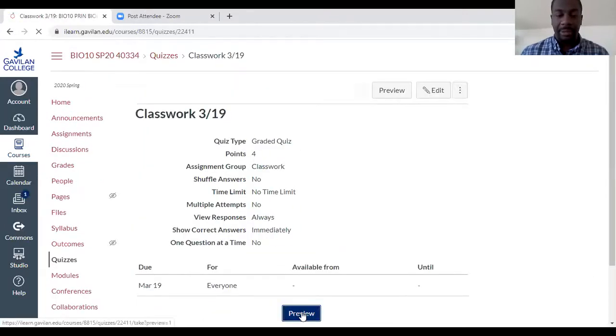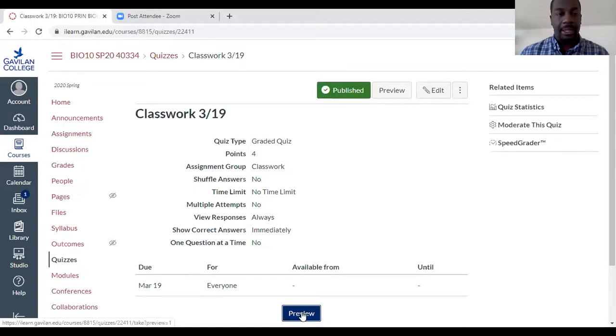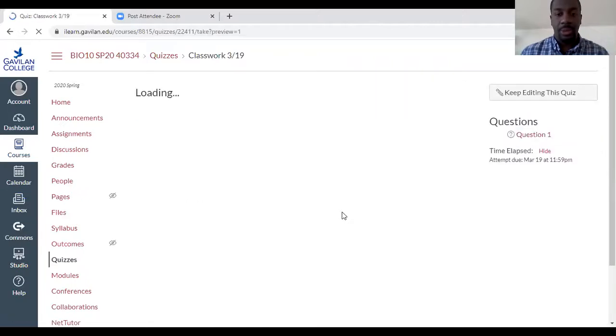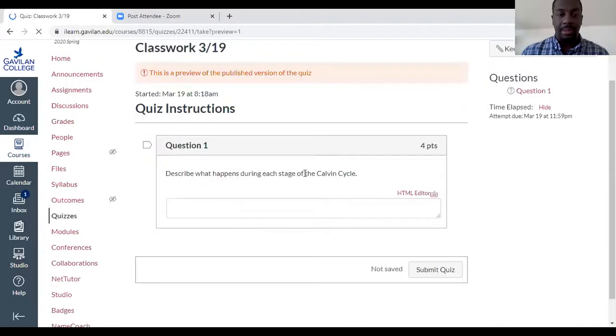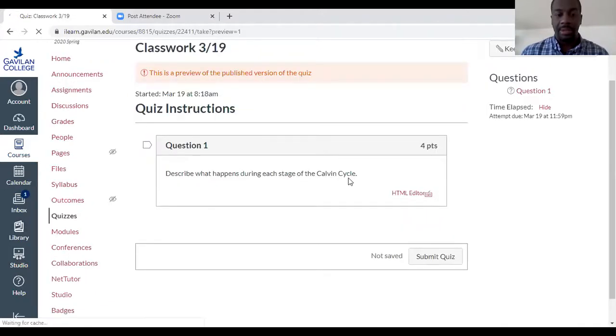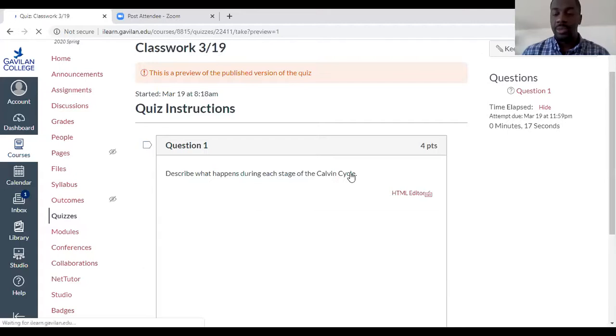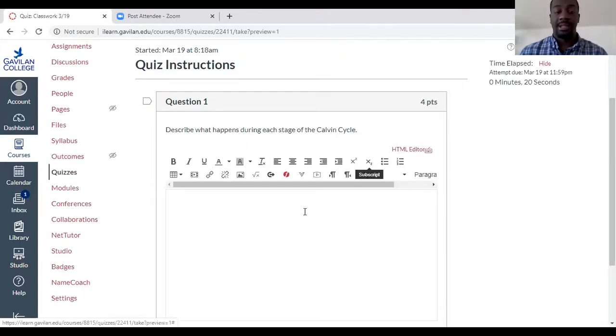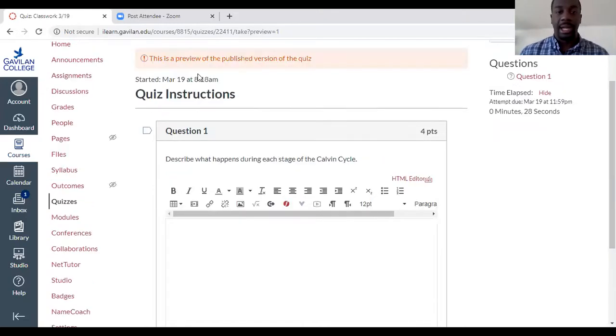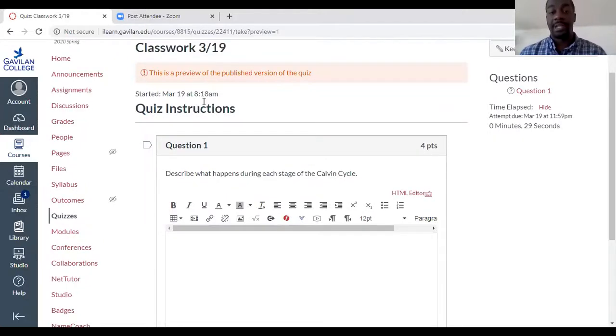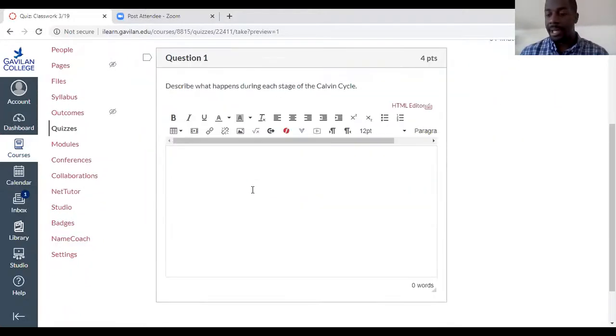I'll go ahead and kind of preview it so you guys can see what it looks like. And then from there, you'll see the question. Okay, so this is today's classwork. It's just one simple free response question, and you're just going to write in the answer to this particular question. Okay, so the classwork is going to be due by 11:59 on the day that it's assigned, or the day of that particular class. So today's Calvin cycle. So this classwork is going to be due by 11:59 tonight. So it just needs to be done by midnight tonight.